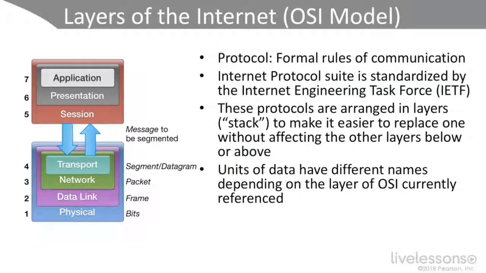But not only is it a stack, they're actually nested like Russian dolls, where you have a doll inside of another doll inside of another doll. Let's say you have a message, and you're sending it from one point to another. That message gets copied into a segment, and then tacked onto that, you have a packet. This is at layer 3. And then at layer 2, you have a frame, and outside that is layer 1, which you would refer to as bits. These units of data have different names depending on the layer of the OSI that is currently referenced.